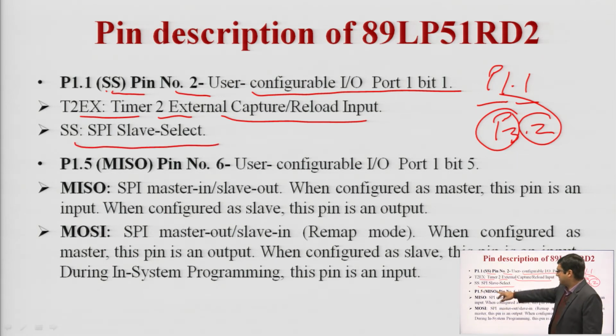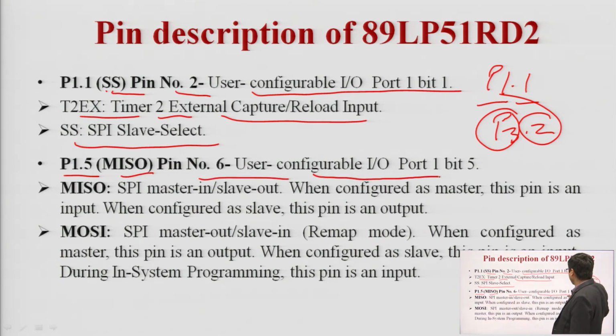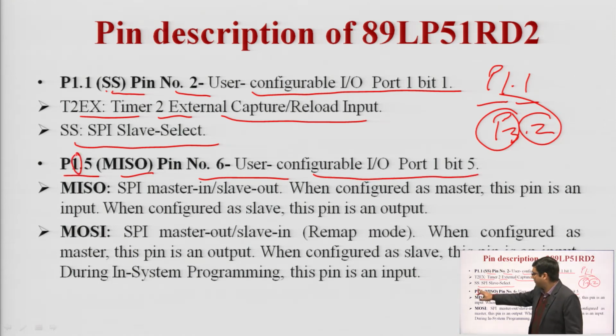After that there is another line available, that is P1.5. It has a MISO operation, master in slave out. It is available in pin number 6. It is a user configurable input output port 1 bit 5. So P1.5 represents port 1 bit 5. MISO means SPI master in slave out.